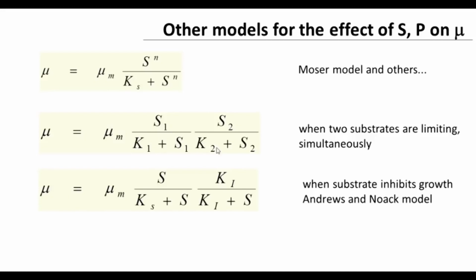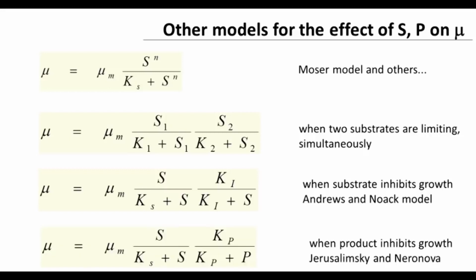When the substrate happens to inhibit growth, some substrates do that, then you could use this model, which was given by Andrews and Noack. Mu equals mu m S by Ks plus S into Ki, the inhibition constant, Ki by Ki plus S. This is the Andrews and Noack model. And I'll probably mention one more model, which is the Jerusalimsky and Neronova model, which gives the effect of product inhibition on the growth. Mu equals mu m S by Ks plus S into Kp by Kp plus P.